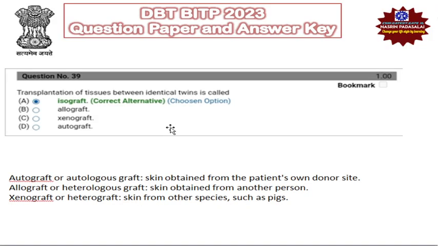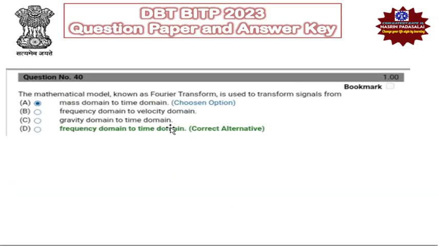Next, transplantation of tissue between identical twins is called isograft, whereas autograft means skin obtained from the patient's own donor cell. And allograft means skin will be obtained from some other person. And in xenograft, skin tissue will be obtained from some other organism.